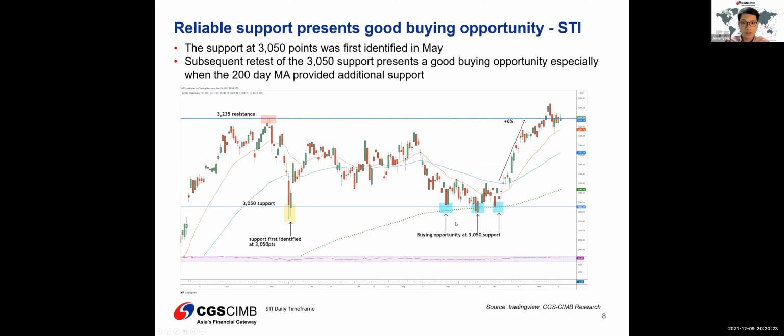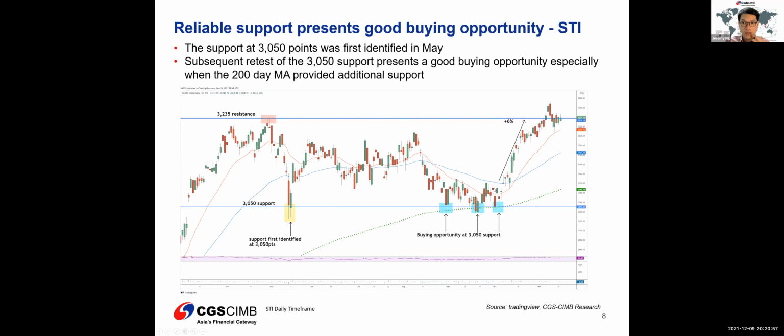So in this case, you can see during the sell-off that we saw earlier in September through October, we did get three good opportunities to load up on the STI at this support level at 3,050 points, highlighted here in blue. So all in, if you were to take this trade and just plainly buy off this support level at 3,050 points, you can see the rebound that followed managed to see the STI gaining about 6% over the next 1 month, which is quite a decent return if you consider this at least on the index level.